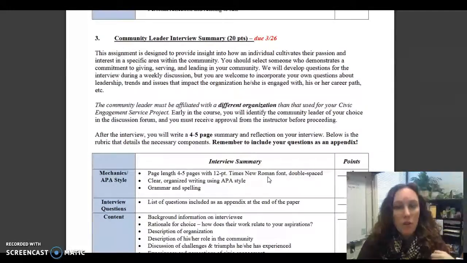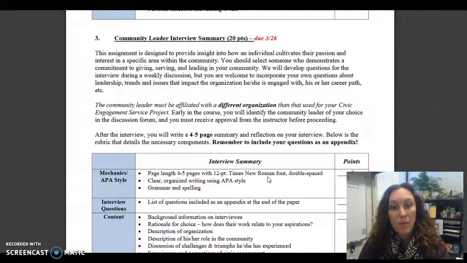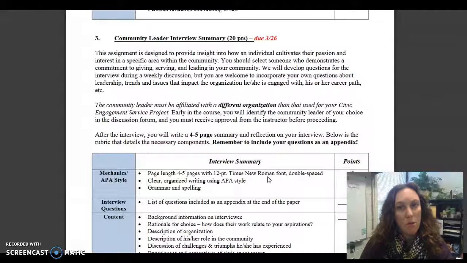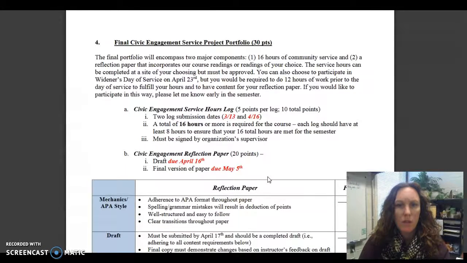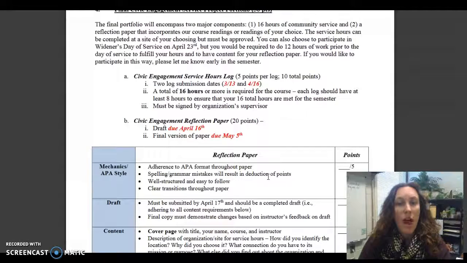The community leader interview is not due until March 26th, but I encourage you to at least start thinking about this early, who you'd like to interview, when you might be able to get an interview with them. I will not accept any email interviews. For example, if you had a list of questions and you emailed them to the person and then they responded, that does not count as an interview. It must either be a phone or an in-person interview, and I will give you more information about how to demonstrate that as well.